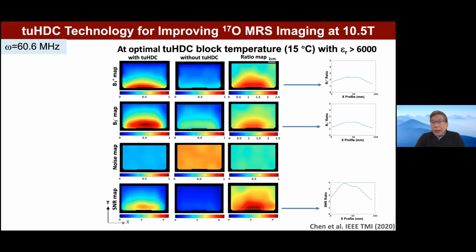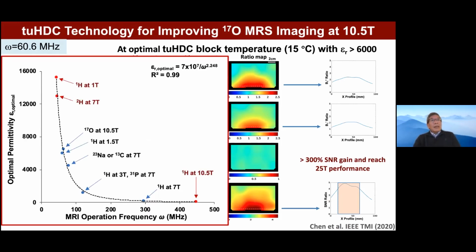So now if we just demo the 1D profile, in the central region we observed more than 300% signal to noise ratio gain, which reached almost 25 Tesla performance without using this technology. Okay, so now we see this chart again.